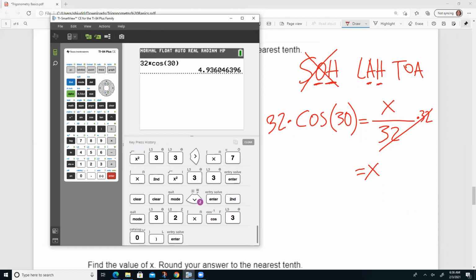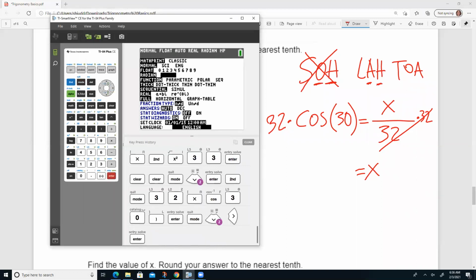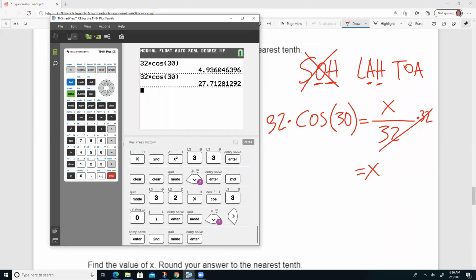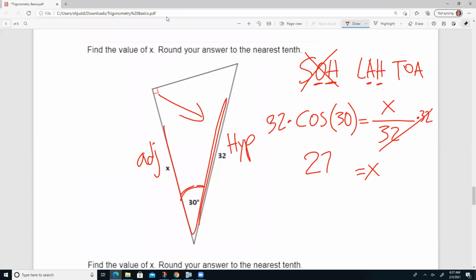Here, let's investigate what happens when we switch to degree mode, because this is giving us our angle measures in degrees. If I enter the exact same thing, now I'm getting a number much larger, and this is actually the correct answer. This is 27.712, and what do we want to round this to? It says round your answer to the nearest tenth. So if I'm looking at that, the 1 will make the 7 stay the same, and my answer will be 27.7.